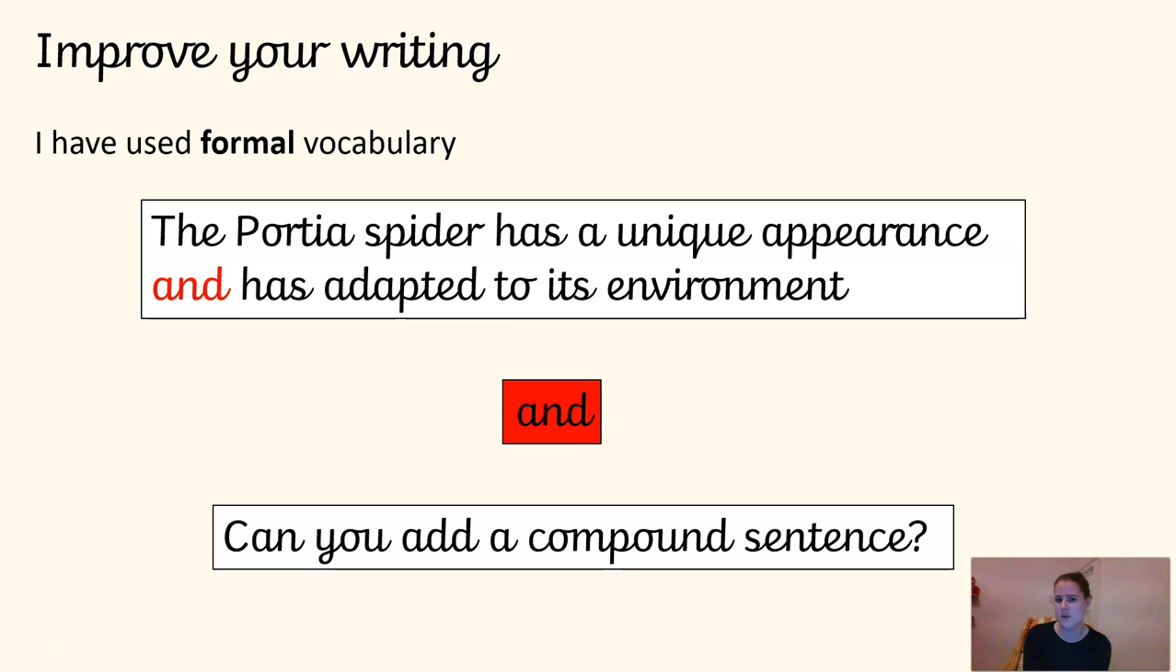Okay. Did anyone come up with a better sentence than me? I'm sure you did. You always do, year 5. So the Portia spider has a unique appearance and has adapted to its environment. Okay, so I've just added some additional information onto the end of that sentence, but I have now created a compound sentence where I have 2 main clauses glued together with my coordinating conjunction.